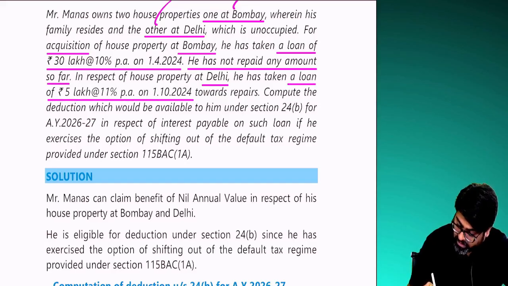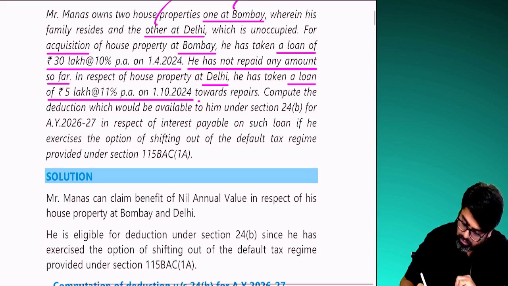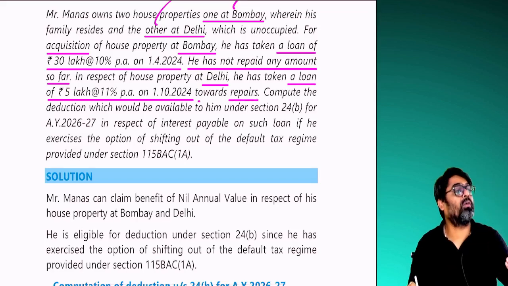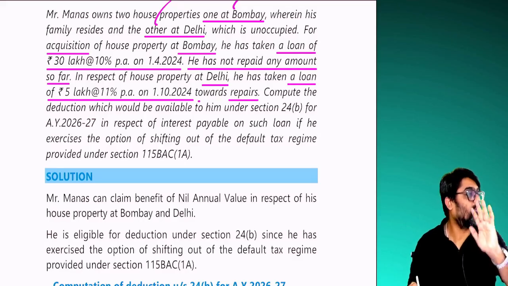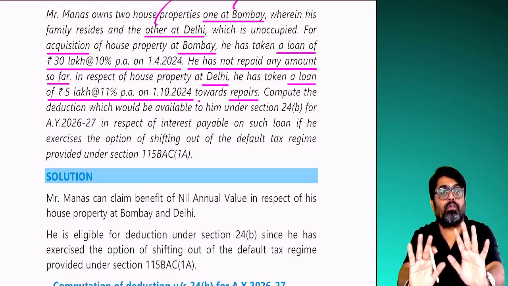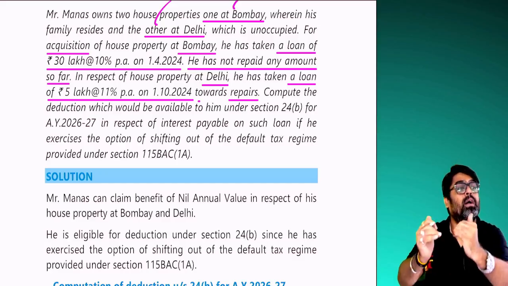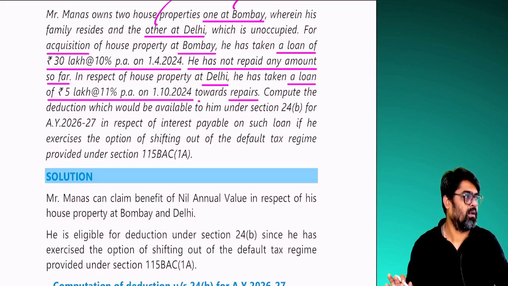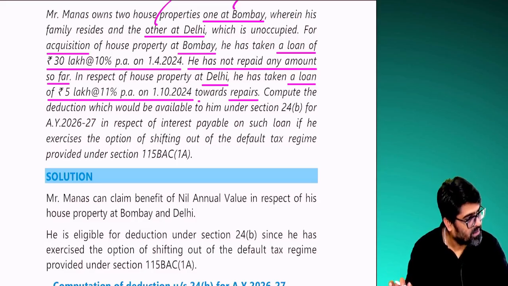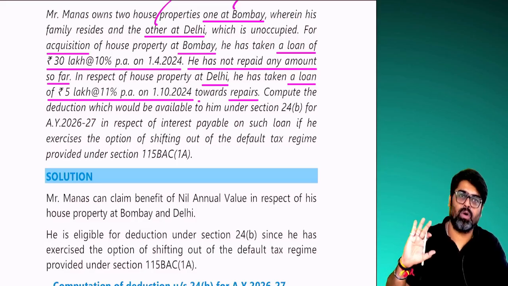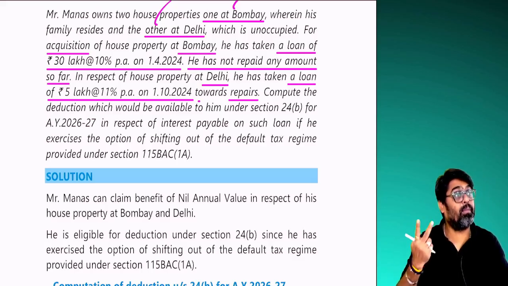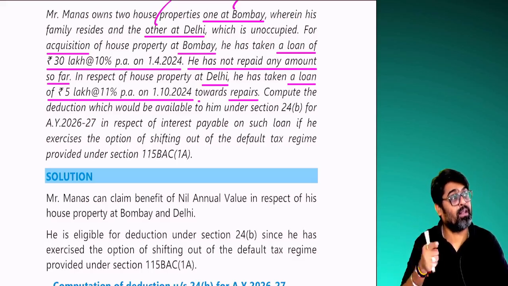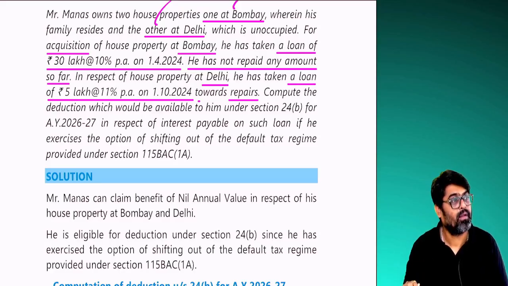Now, see, in respect of house property at Delhi, he has taken a loan of rupees 5 lakh at 11% per annum. Now the loan which you have taken for Delhi SOP is not a purchase loan, it is not a construction loan, it is a repair loan. Now on repair loan, interest is there, maximum limit will be 30,000. On purchase or construction loan, interest is there, the limit will be 2 lakhs, provided the loan is taken on or after 1-4-99.